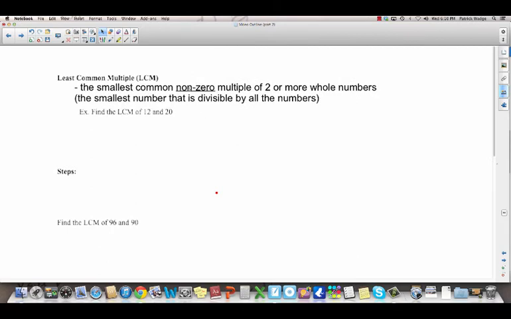We want it to be the smallest non-zero multiple of 2 or more whole numbers. So the smallest number that's divisible by all these. You've done this before, lowest common multiples. We did this with lowest common denominators, right? With fractions.